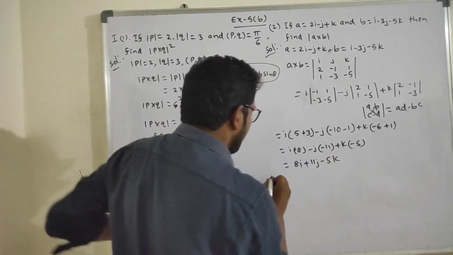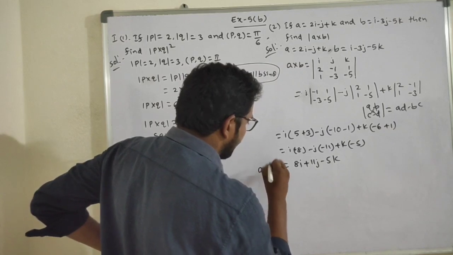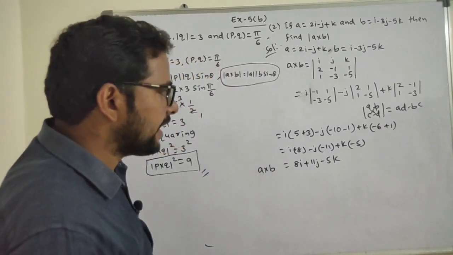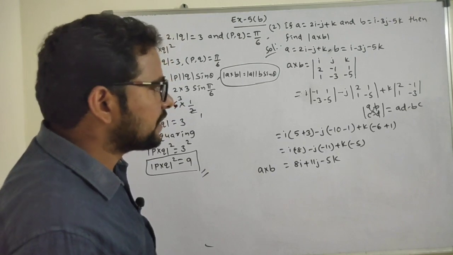This is A cross B. A cross B is equal to 8i plus 11j minus 5k.